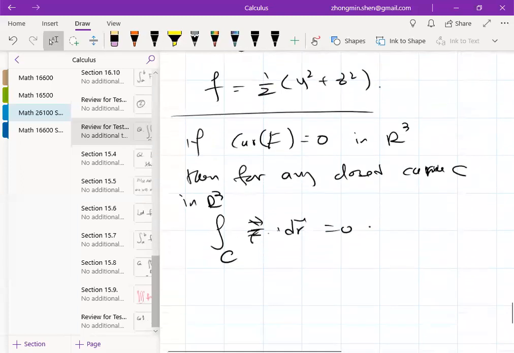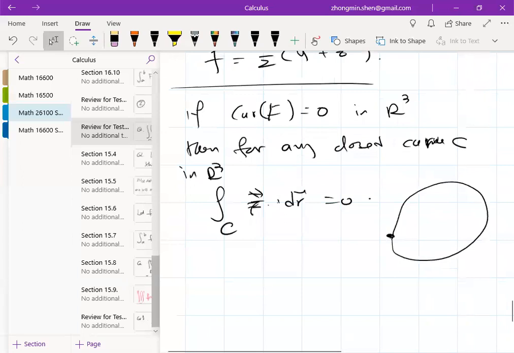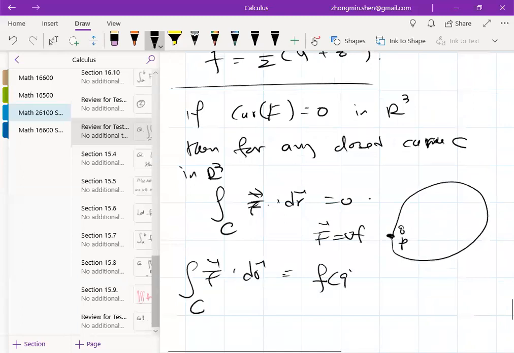If the curve is the boundary of a surface, then by the Stokes theorem it works. If it's not a boundary of a surface, then the closed curve can be like that, right? You have a starting point and an end point. So this integral becomes this integral, because f is the gradient of some function. So this is the starting point. This is also the ending point. So that will be f at the same point, because it's a closed curve.